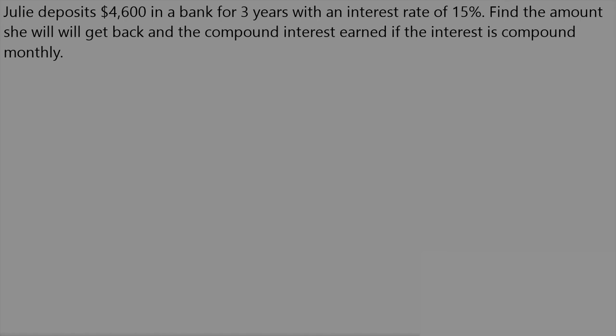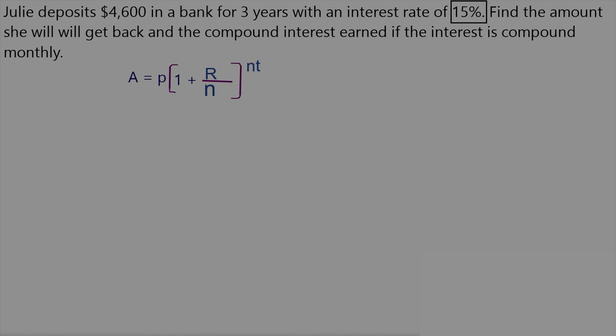We are now at the final example. Julie deposits $4,600 in a bank for 3 years with an interest rate of 15%. Find the amount she will get back and the compound interest earned if the interest is compounded monthly. Guys, this means that the interest will start to increase every month until it reaches 3 years. And there are 12 months in a year.